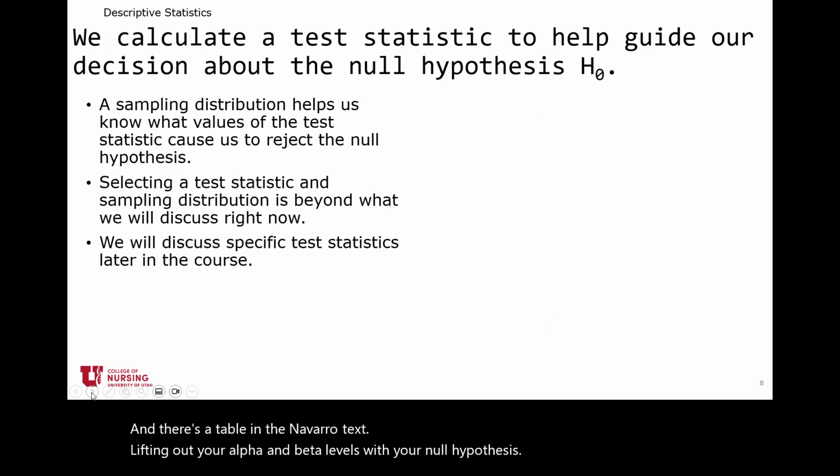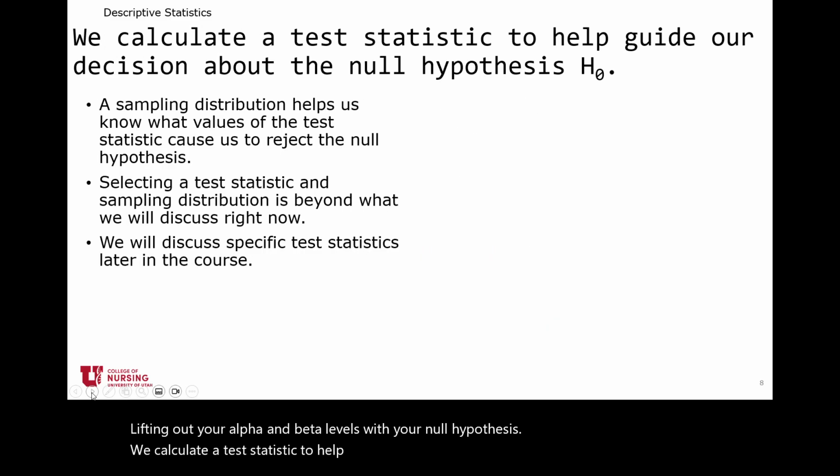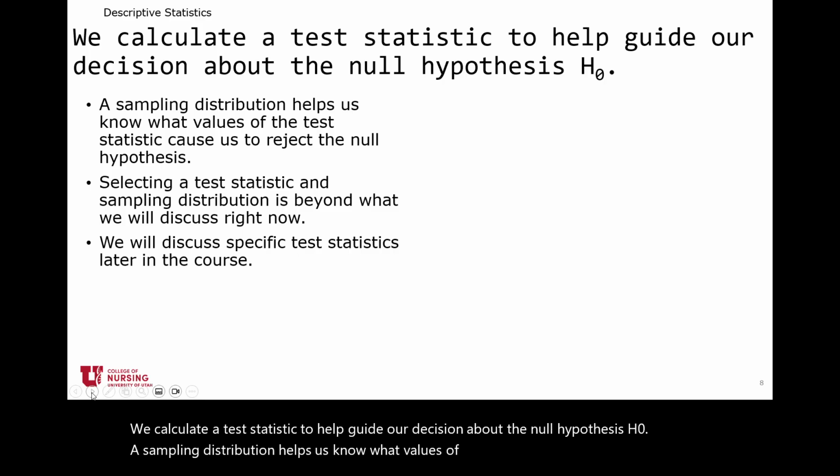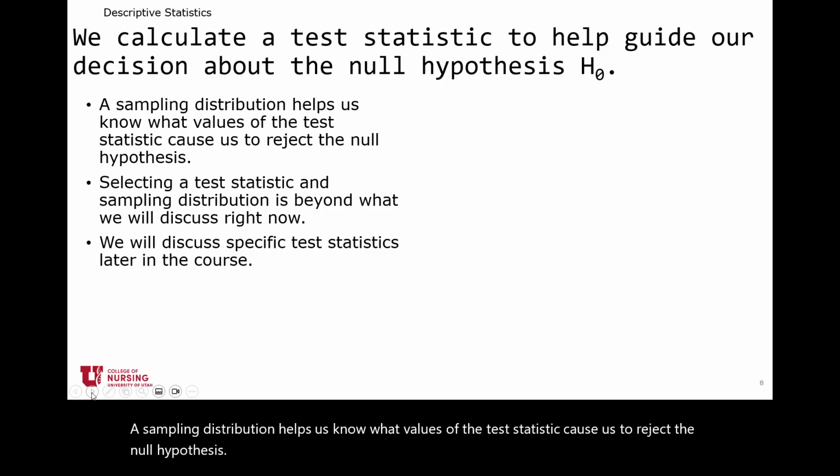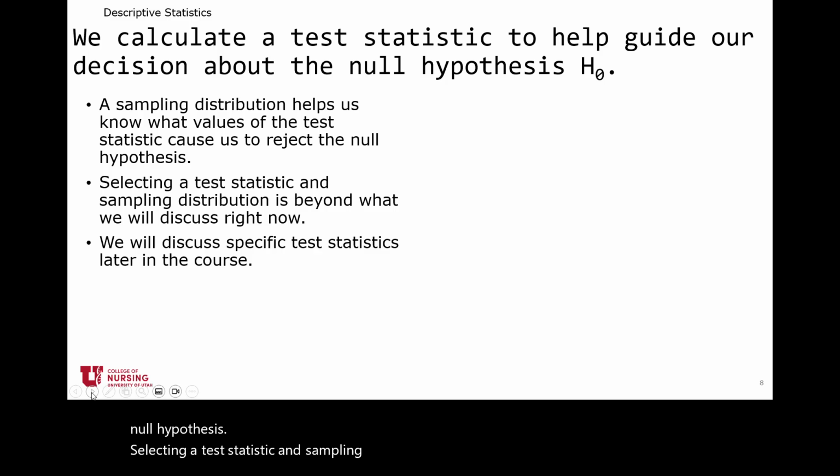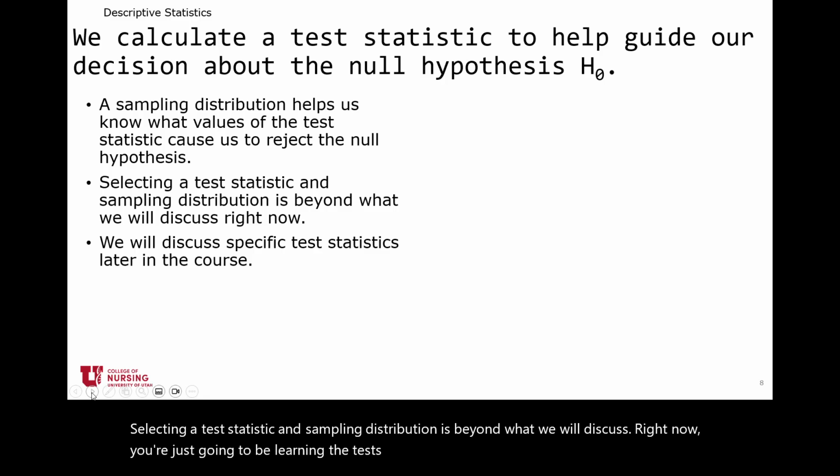We calculate a test statistic to help guide our decision about the null hypothesis, H0. A sampling distribution helps us know what values of the test statistic cause us to reject the null hypothesis. Selecting a test statistic and sampling distribution is beyond what we will discuss right now. You're just going to be learning the tests mostly. We will discuss specific test statistics later in the course.